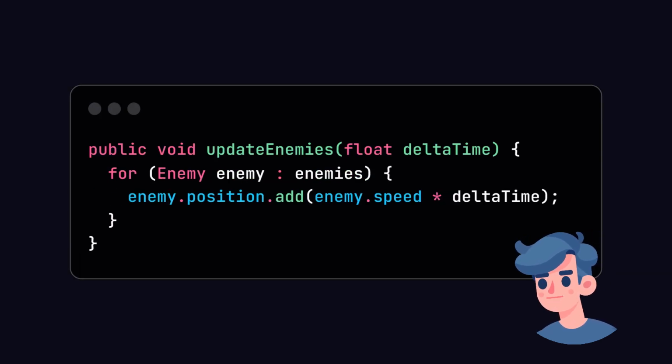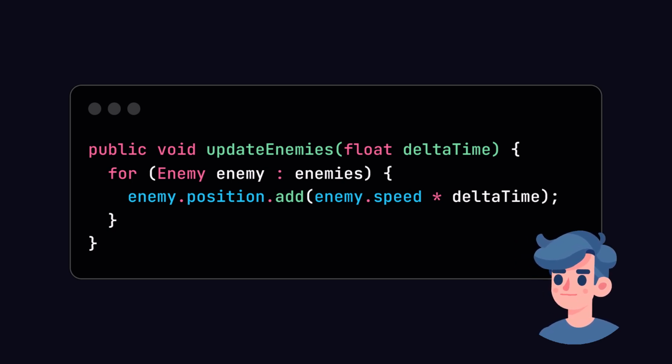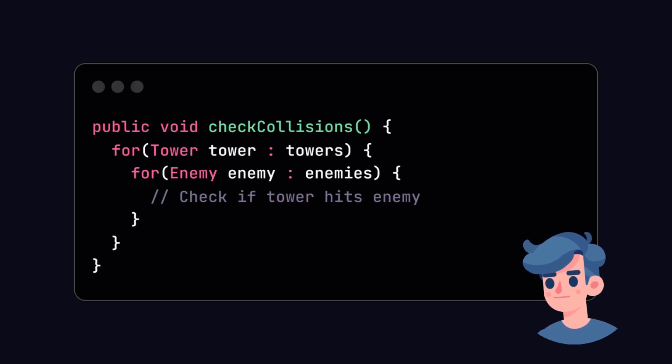As for the enemies approaching the path, we will need to make them move. This requires updating their positions each frame based on their speed. Collision detection is key to our gameplay. We need to determine when a tower hits an enemy. We can use bounding boxes for this.